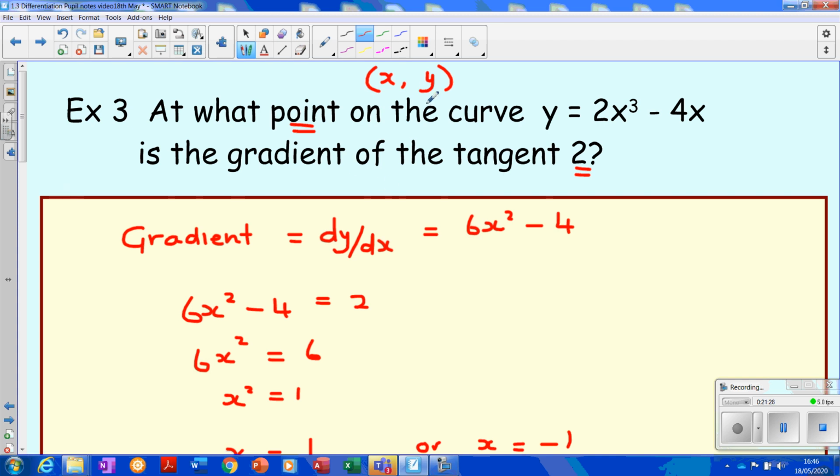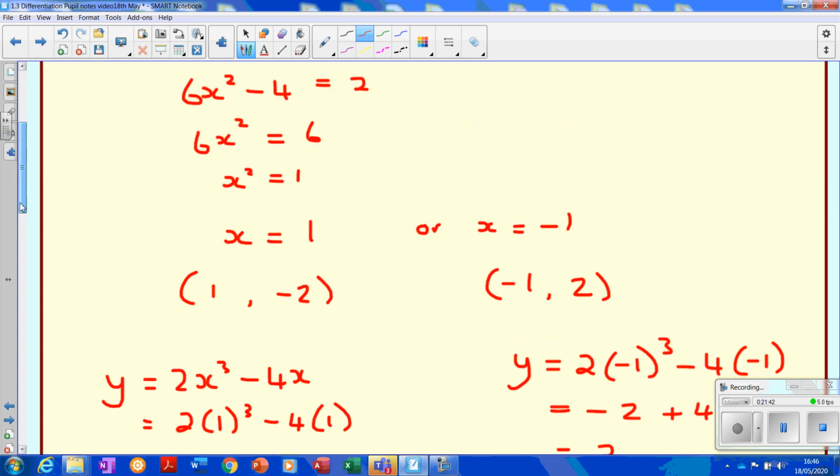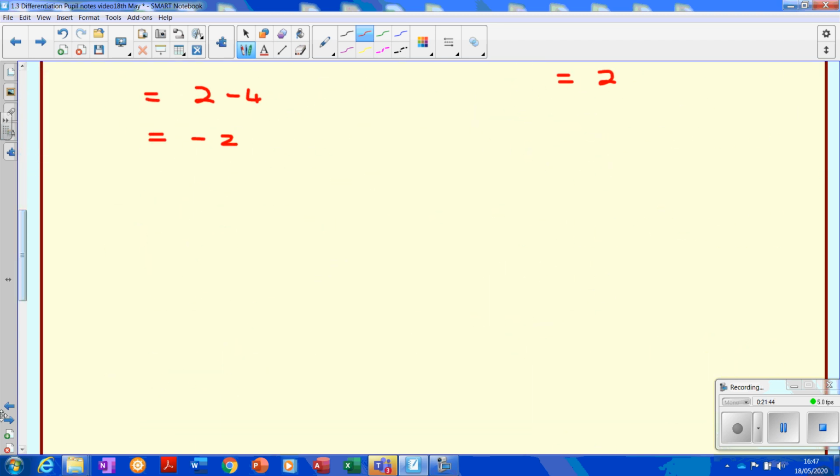Okay, so just a wee recap in that one. So if I ask you that, you're going back to the front when you're finding the point, you're finding x. So you take your derivative to give you the gradient, you set it equal to 2, and you solve that equation to work out what x is. And then you work out what the y coordinate is using that one.